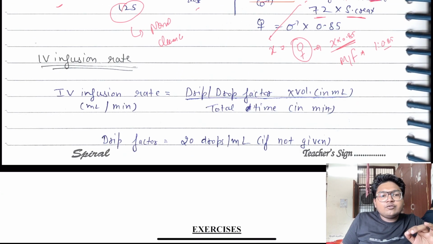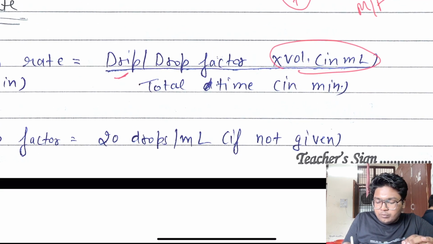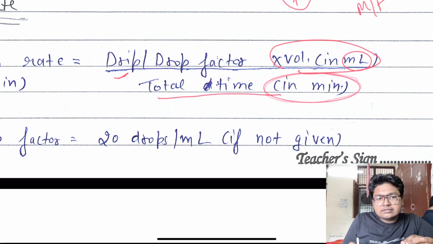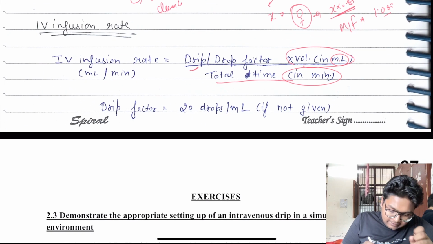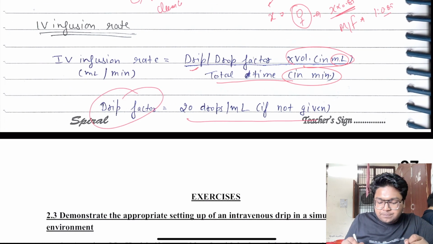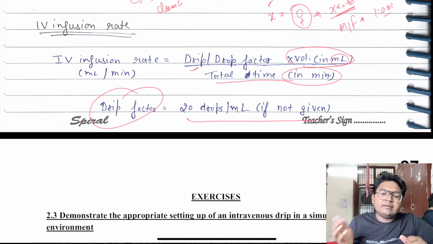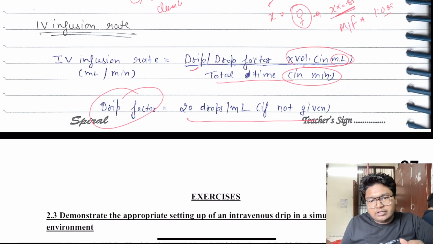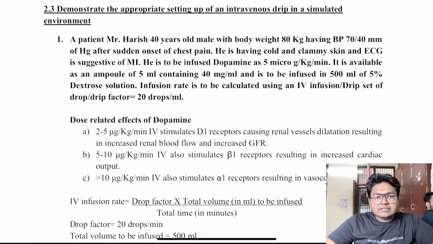Then we have IV infusion rate. IV infusion rate is drip drop factor into volume in milliliters upon total time in minutes, so it is milliliters per minute. Drip factor is given as drops per ml, and for exercises we will take about 18 to 20 drops per ml only. Let us discuss some examples.